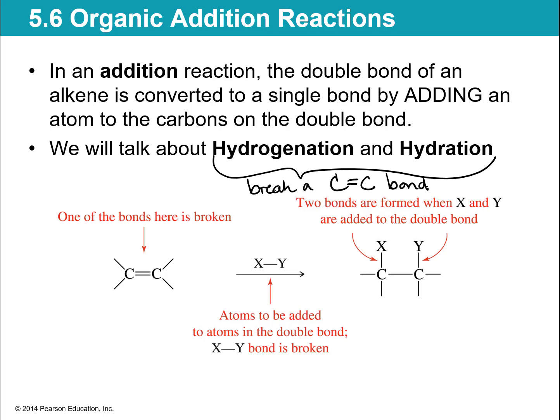Okay? Hydrolysis and condensation do not. So if you see a double bond in the reaction, then you know it's either hydrogenation or hydration. If you don't see a double bond and water is used or water is made, that's condensation or hydrolysis.